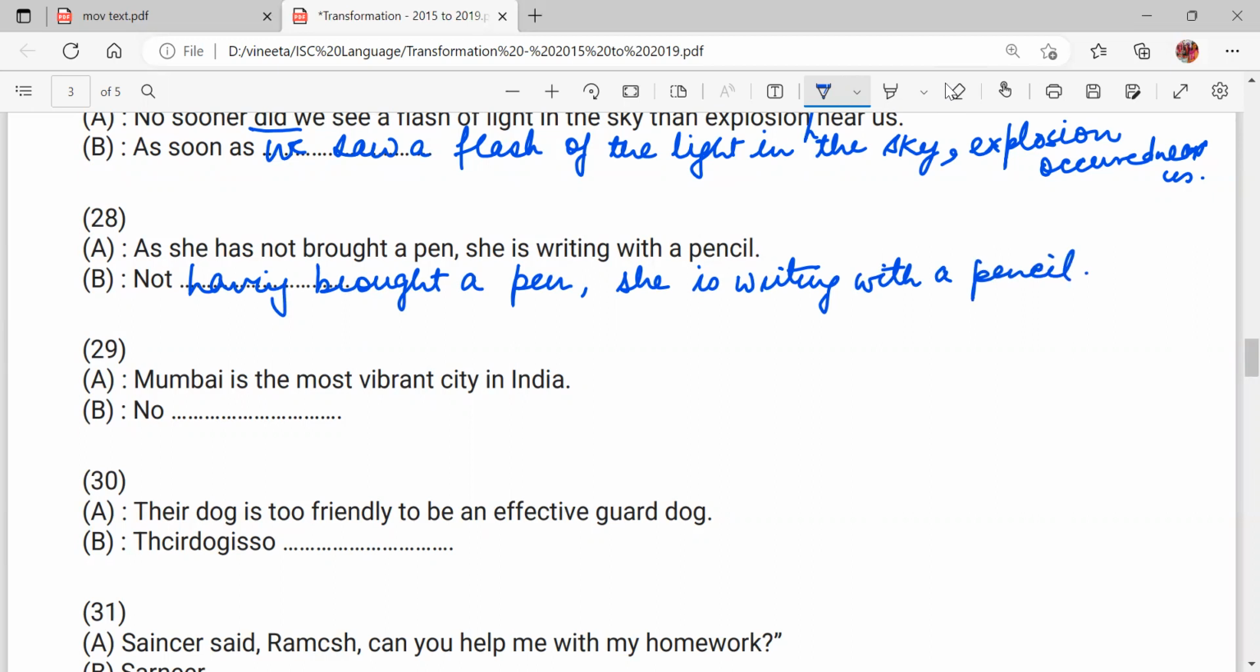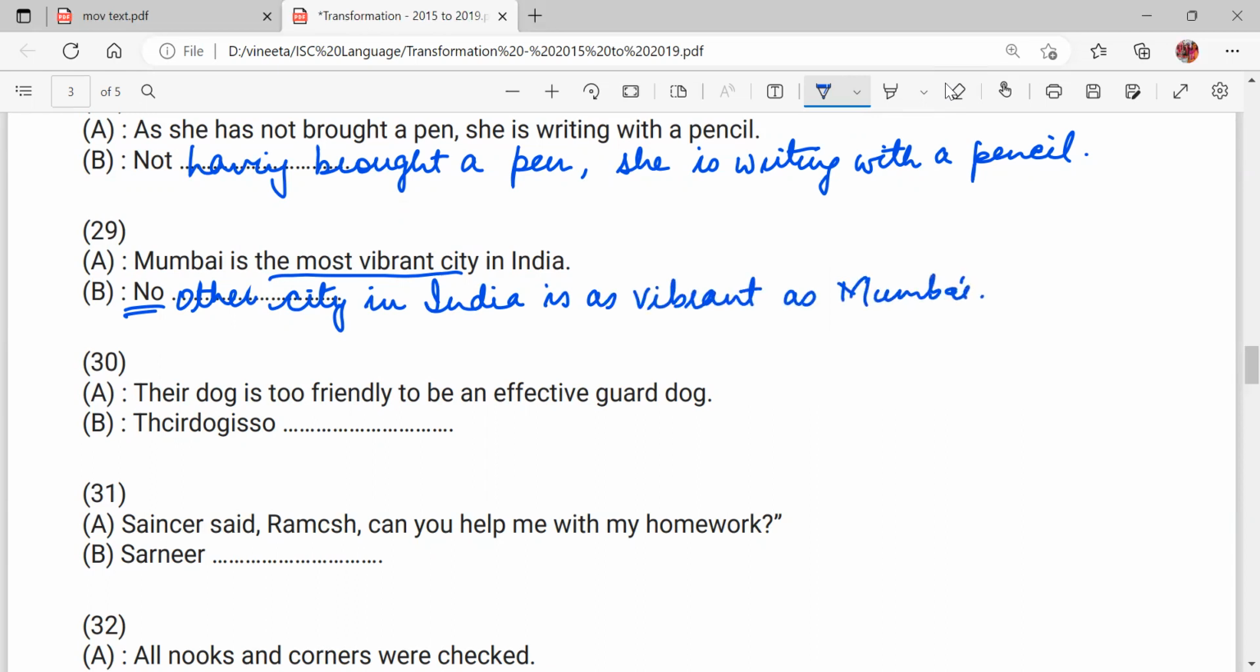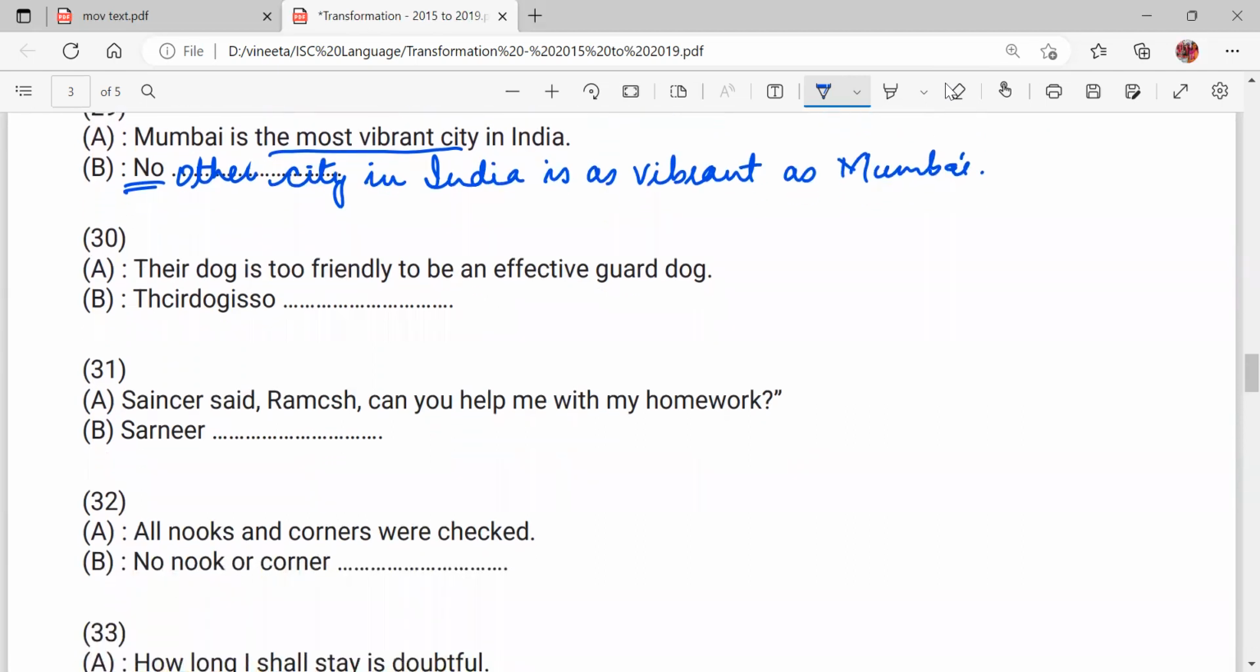Right? Mumbai is the most vibrant. Again, degree of comparison. Superlative is given. You have to begin with no, means you have to change it into positive. No other city in India is as vibrant as Mumbai.